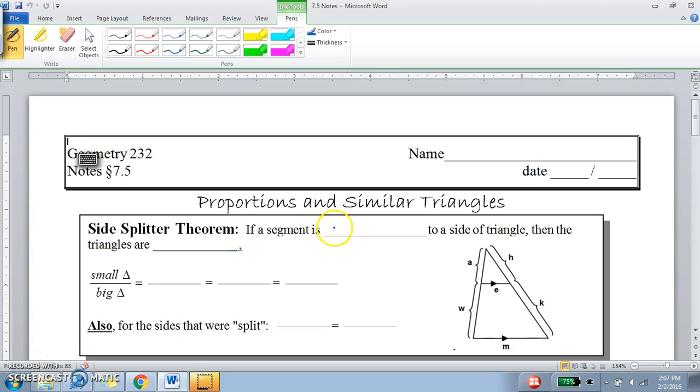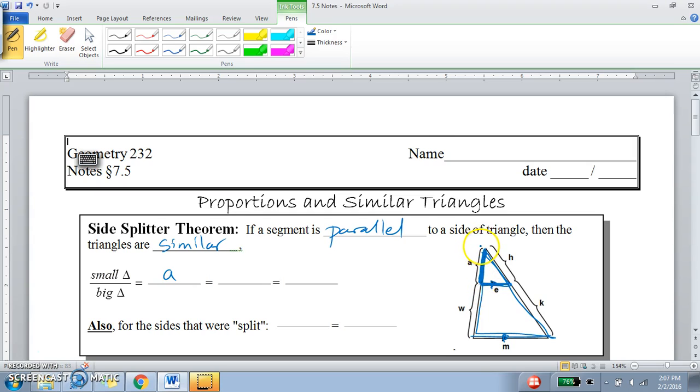Side splitter theorem says that if a segment is parallel to a side of a triangle, such as this segment right here, it's parallel, these arrows mean parallel, so this segment is parallel to this bottom side of the triangle, then the two triangles are similar. So this small triangle that's created when I draw in this side is similar to the entire original triangle. So the small triangle compared to the big triangle would mean we could compare A to, we need to be careful here. So A is this side of this triangle.